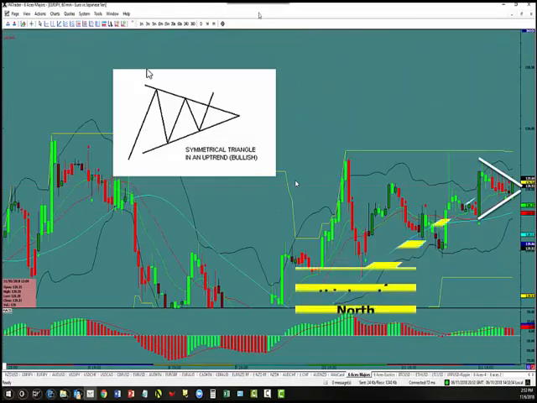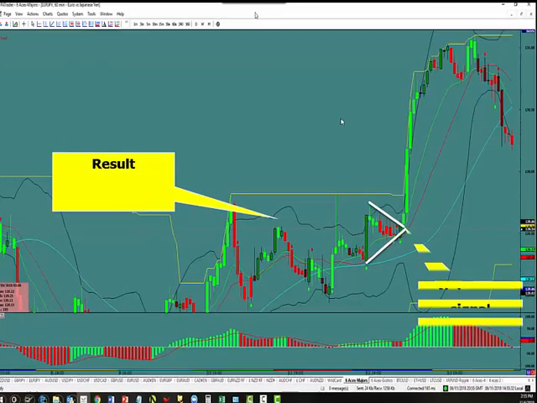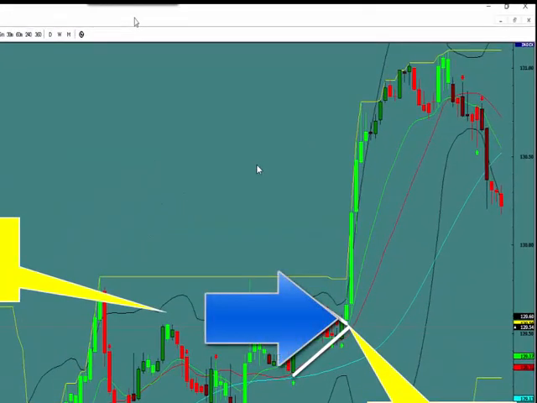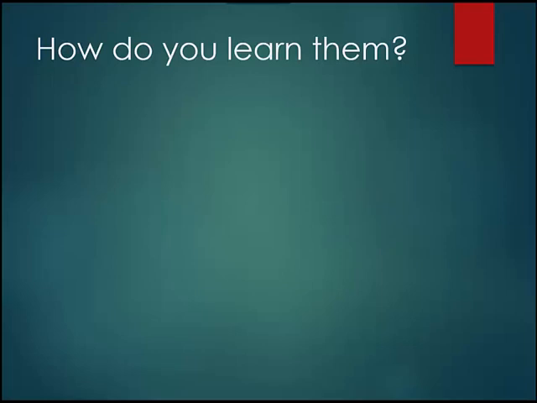See that? Here's a symmetrical triangle to the upside, okay? So we got in this going up. Here's the symmetrical triangle, breaks to the upside. It says it's going to break north. Here's the result. Once again, notice our signal, bright neon green as it breaks out of that symmetrical triangle. So there you go.